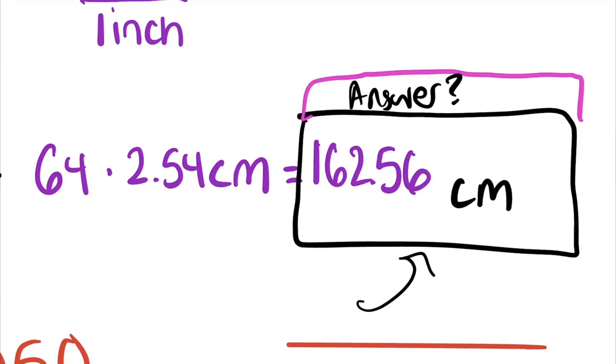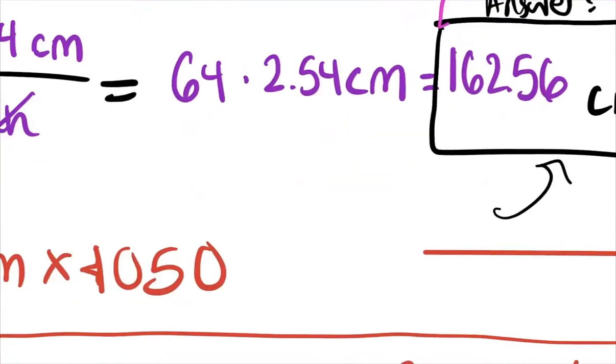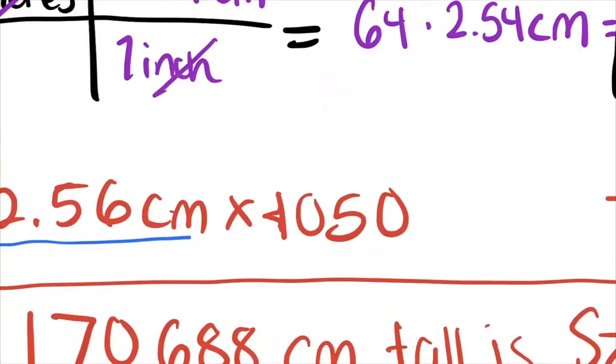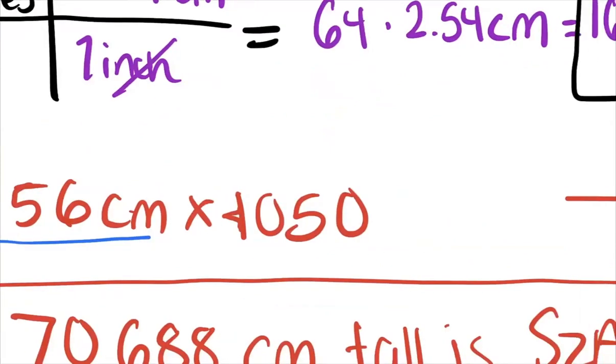But we found that SZA's original height is this. But is that what happened? No, she grew by a factor of 1050. So what we're going to do is multiply this height that we solved for by 1050. This is just a number. This just means times, right?